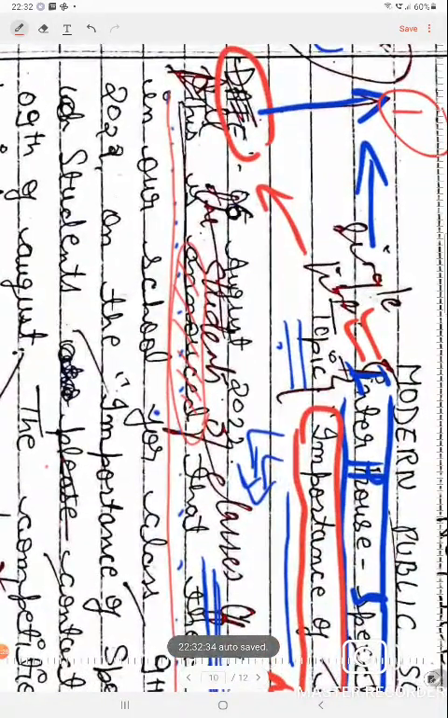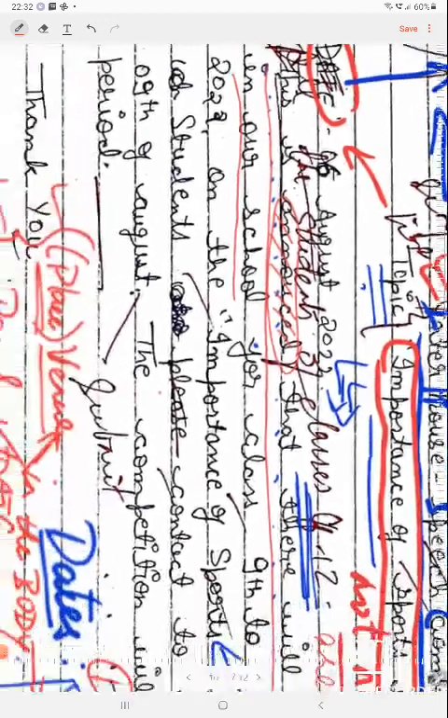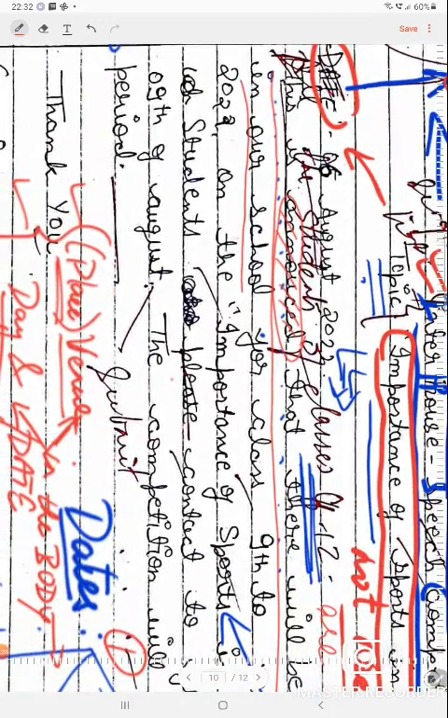Now this student writes, in our school. So school is such a broad category. There are so many places. Where in our school? Where? In the school auditorium. Okay. In the school auditorium, or wherever you want it to be organized, write the specific place.